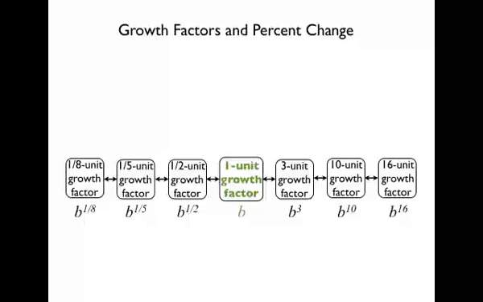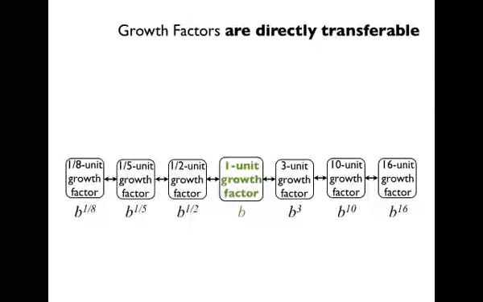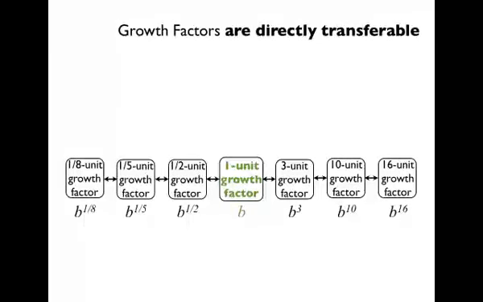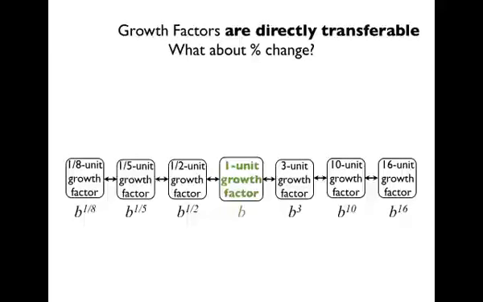So, given a growth factor, getting another growth factor in the same situation is pretty simple. You've got direct transference, directly transferable between growth factors. Okay? So that's what makes them advantageous to be the focal point of exponential growth, because we can get from one to another really easily. The question is, what about percent change? Does percent change have the same kind of easy transference? So let's explore that, okay?